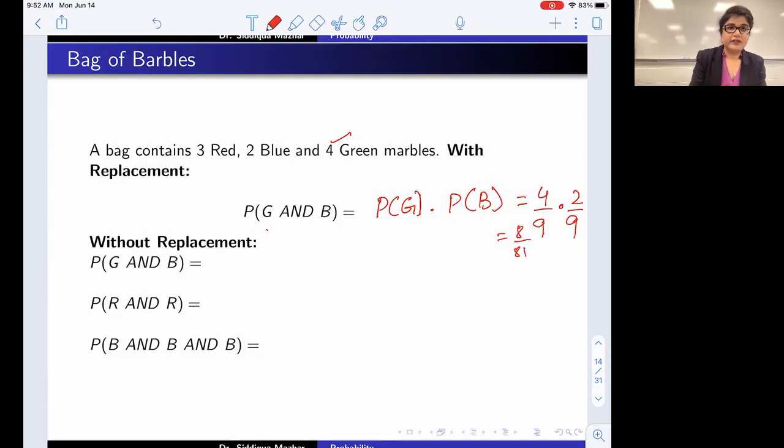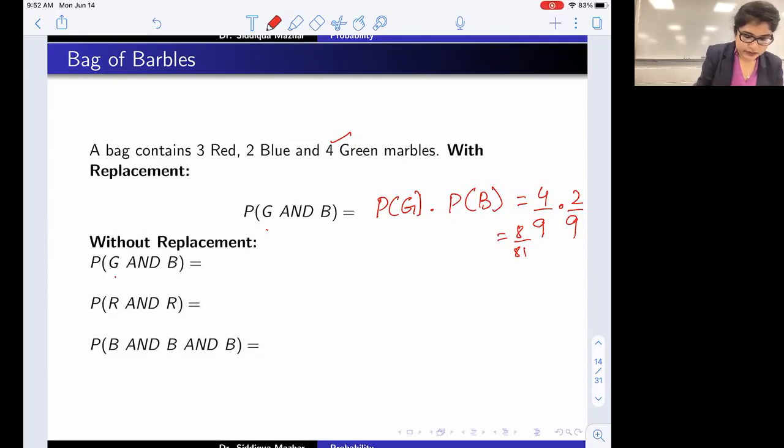If you are doing without replacement, it means you are not putting that marble back in your bag. So the sample space will be smaller. After the first experiment, the total number of marbles goes from 9 to 8. In the second and third experiments it will be 7, and so on, reducing and reducing. Let's say we are looking for the probability of finding a green marble and a blue marble.